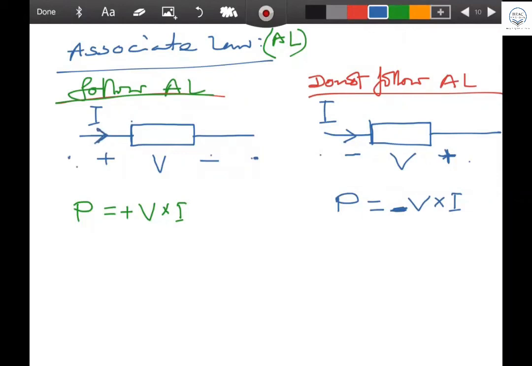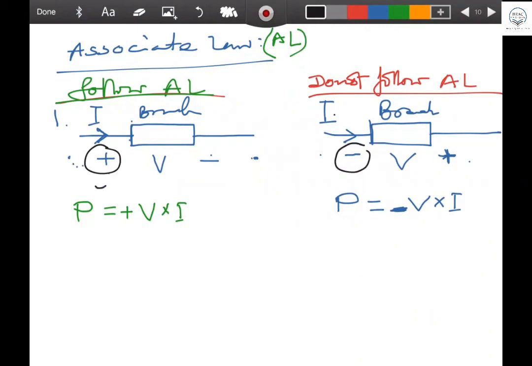So if the current enters, look at it, the current entry point to the element or branch, this is the branch. Branch means any element: resistor, capacitor, inductor, battery, current source, whatever. All you need to understand is, if the current enters into the branch at the positive polarity of the voltage drop across it, then the current entry point has the positive voltage sign. This is the main thing, remember. And if the current entry point has the negative sign, then it does not follow the associate law. If it is positive, yes, it follows the associate law.